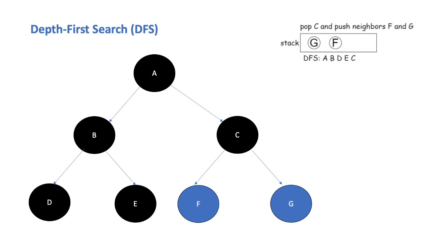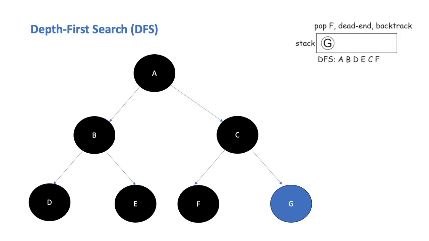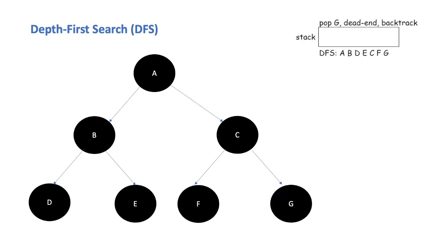Now we will pop F and mark F as visited and we will backtrack. Now G is the last node. We will pop G from the stack and we will mark G as visited. We have traversed all the nodes of the graph and our stack becomes empty. Our graph traversal will be from A to B, B to D, D to E, E to C, C to F and F to G. I hope you got a fair idea of how the graph traversal works in depth first search.